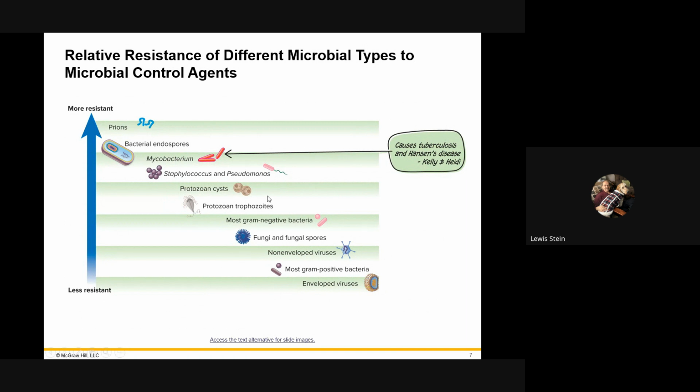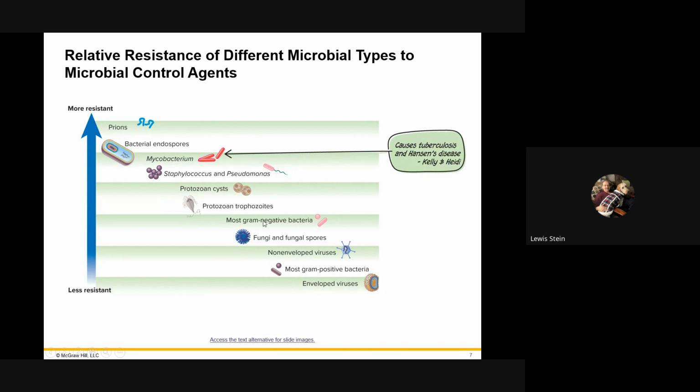And Pseudomonas is a tremendous problem in the hospital. Very, very difficult to find antibiotics. And Staphylococcus is not a whole lot different because of resistance. We talked about protozoans. The cyst form is more difficult to deal with than the active feeding trophozoite form.